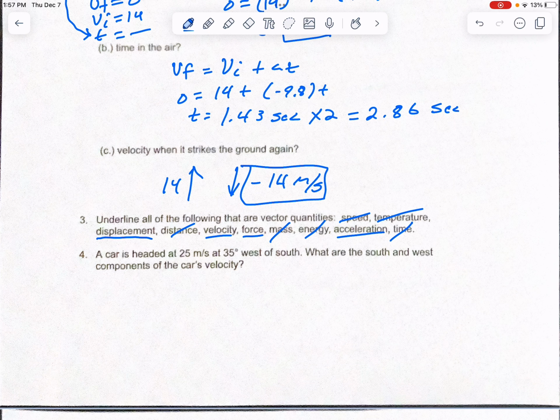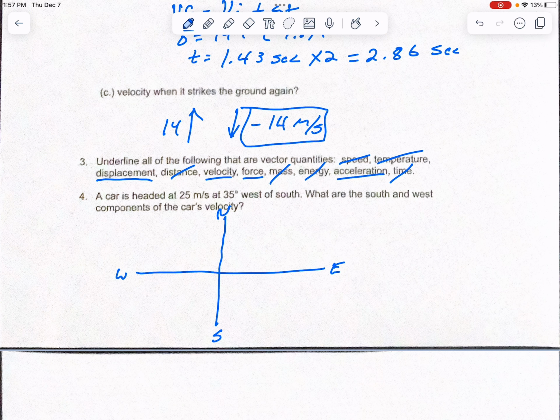The car is headed at 25 meters per second at 35 degrees west of south. What are the south and west components of the car's velocity? So what I'm going to do is draw my little directional thing. Okay, so north, east, south, west. We're west of south, so I'm going to draw a line here. Remember, whatever the last one is, south, that's the line that the angle line is touching. So it has to touch south and go west of it. So that means this is my triangle right here.